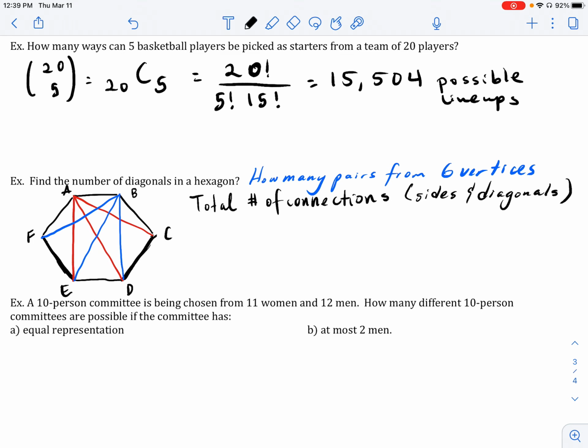And what would that combination look like? Well, that would be 6 vertices to choose from, and we're going to choose any 2 at a time. Any connection is a link between 2 vertices. So this would be 6 choose 2. Really quickly, that would be 6 factorial over 2 factorial times 4 factorial. And if you can do that quickly mentally, you should see that it's 6 times 5 divided by 2 factorial, which should just give us 15. So there's 15 total connections, 15 total line segments we can draw from any 2 vertices.